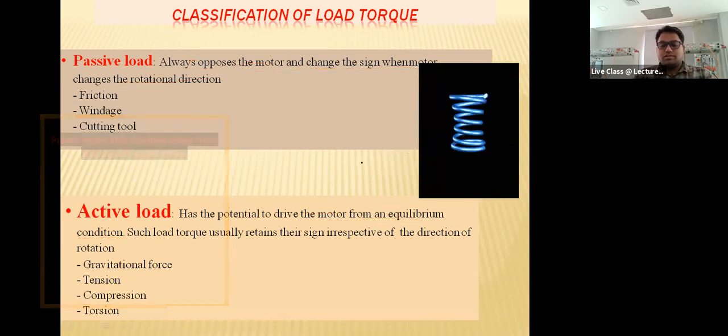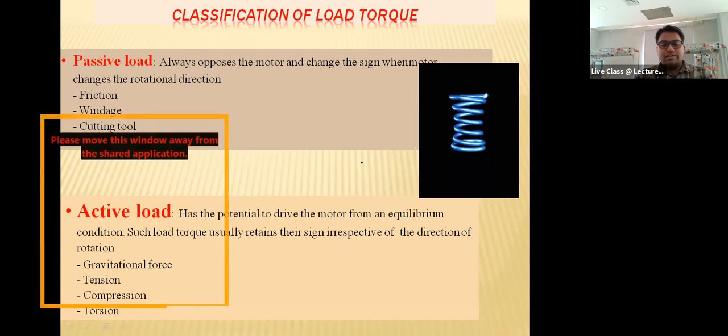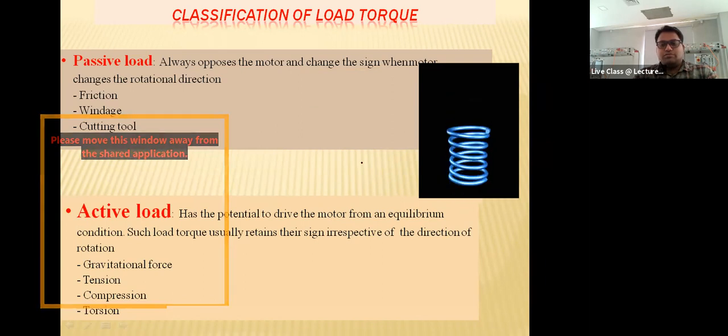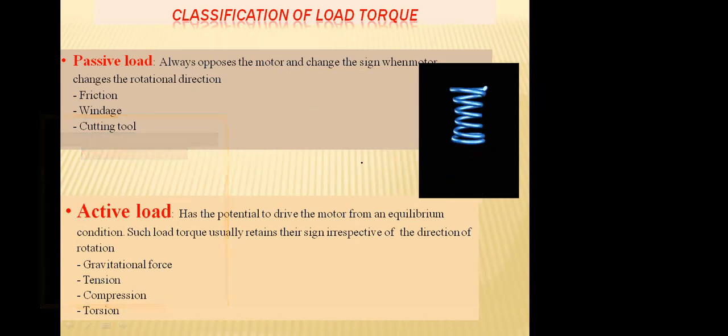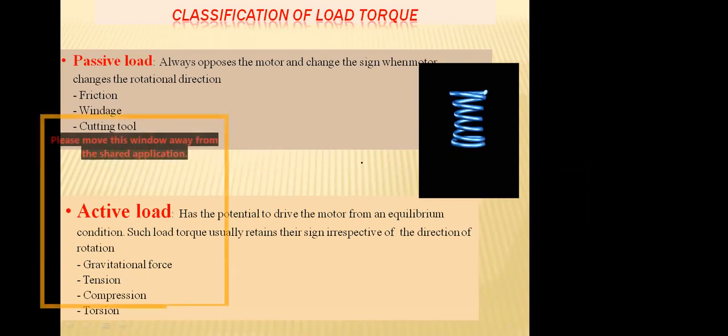This is one such example which I took out. It's like the compression force of a spring. The main thing is that whenever the load torque is changing, it will not change its sign. For example, with gravity, when you're climbing upstairs you feel an opposing force, but when you are going downwards, you do not. So gravity does not change its direction when you climb downstairs.